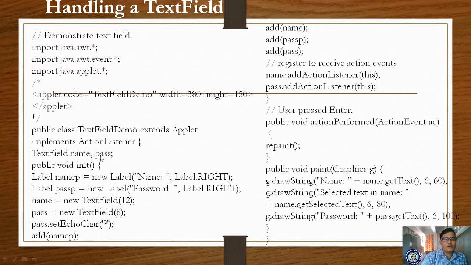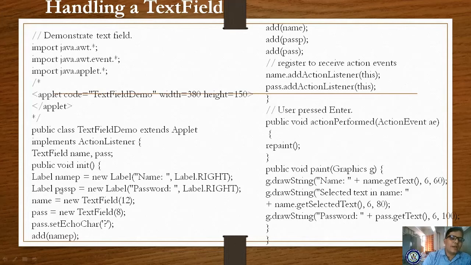Now you declare the text field objects. Text field means text box, but you are not supposed to write text box here. The text field objects are name and pass. Now you initialize the public void init method. You create the labels: namep is equal to new Label("Name: ", Label.RIGHT), so you get one label with the text Name, and another label for the password, with the text appearing as Password, also aligned right.